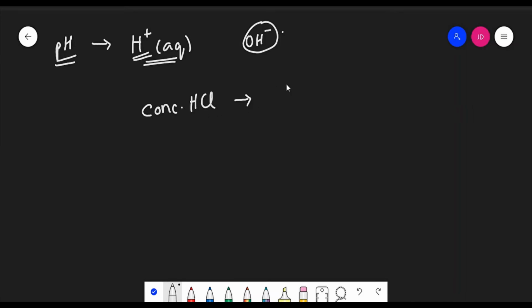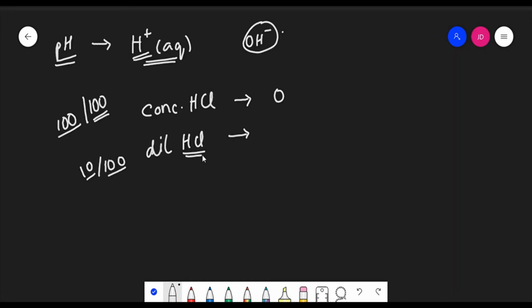Let us say concentrated HCl has a pH of 0. Dilute HCl. What was the difference between concentrated and dilute? Concentrated was, let us say, 100 HCl present in 100 water. Dilute means obviously fewer present in the same amount of water. In 100 water, let us say only 10 HCl is present. So this is weak because less acid is present. Here more acid is present. More acid means obviously it will release more H plus.